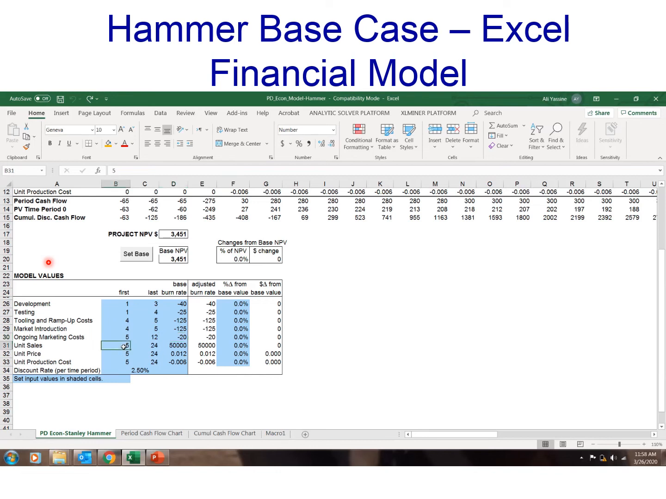Unit sales: you sell over a 5 years period, starting at the end of development in quarter 5, so the beginning of year 2, and all the way until quarter 24, and you're selling 200,000 units per year, which means 50,000 units per quarter. I'm sorry, 50,000 units, not $1,000. 50,000 units per quarter. So 50,000 units times 4 quarters is the 200,000 units per year.